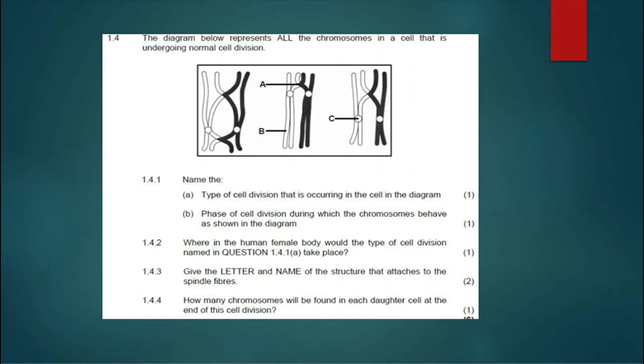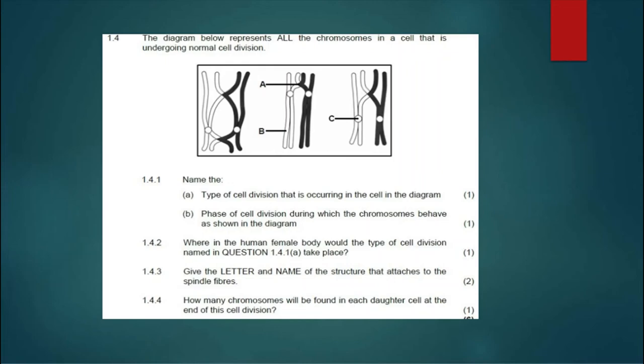Where in the human female body would the type of cell division named in question 1.4.1 take place? The process takes place in the ovaries. Give the letter and name of the structure that attaches to the spindle fiber during anaphase 1. Centromere, which is letter C, it attaches to the spindle fiber, right? Number 1.4.4, how many chromosomes will be found in each daughter cell at the end of this cell division? The answer is 3.